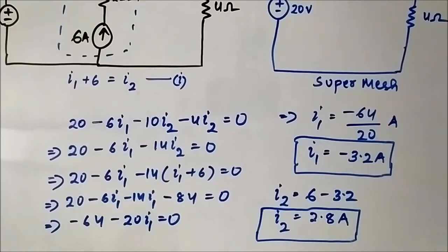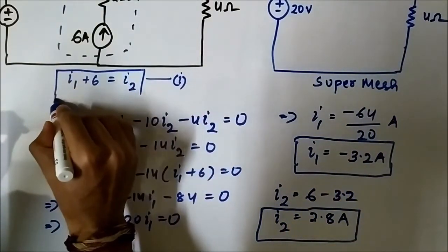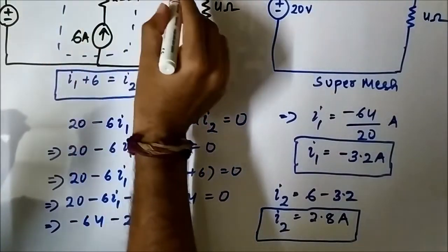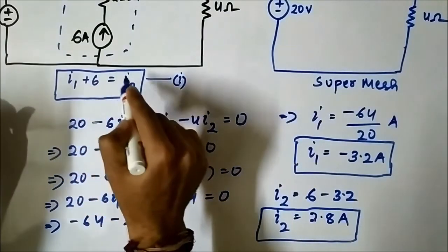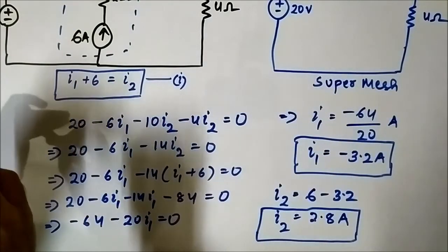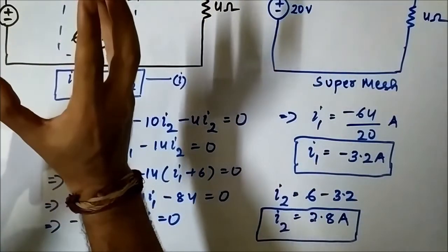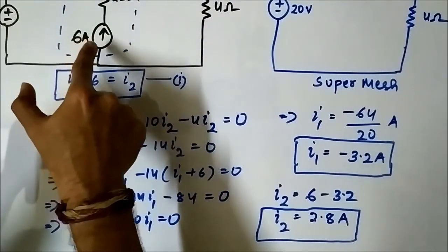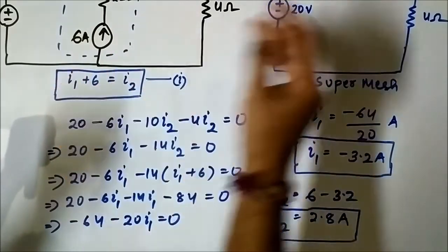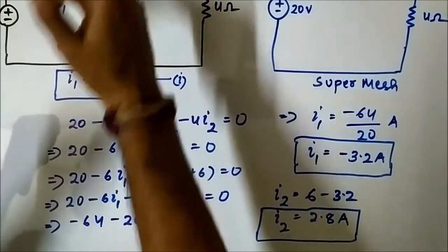The important thing is to first identify the auxiliary equation, the relationship between the two branch or mesh currents. The next important thing, to get the super mesh, is that you have to eliminate, remove, exclude the branch involving the independent current source which is common to both meshes. You cannot keep the current source and still apply the super mesh. You have to exclude it.